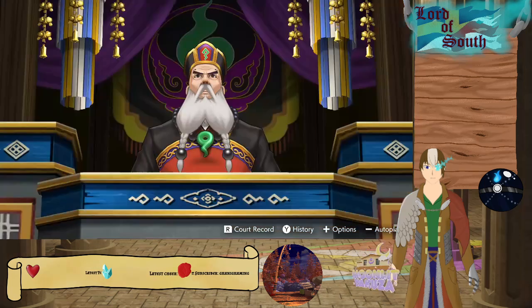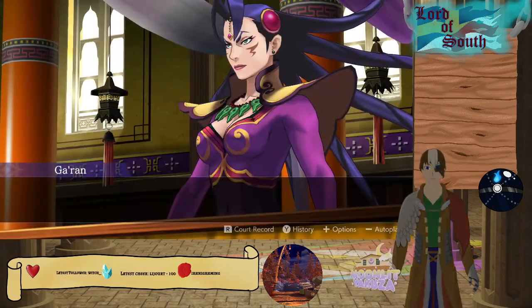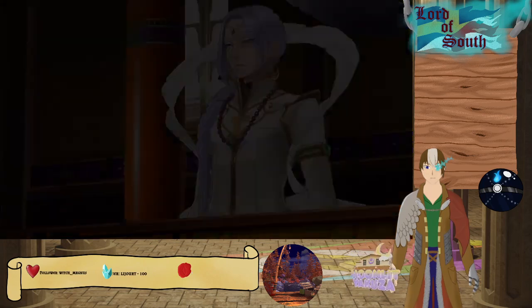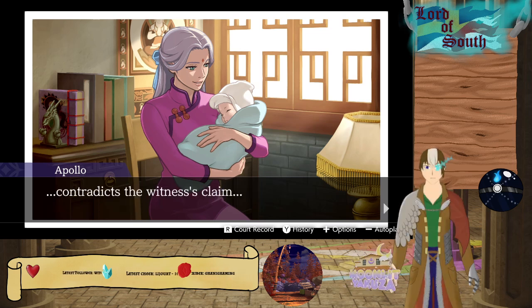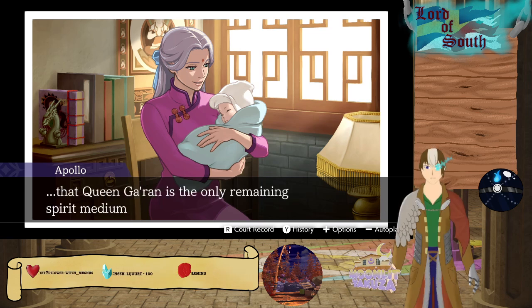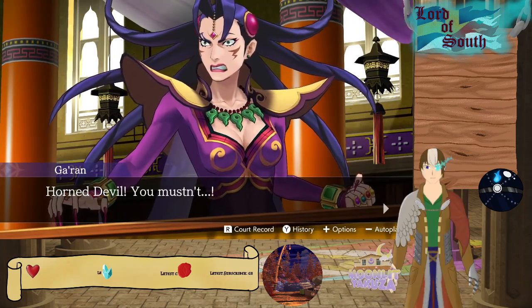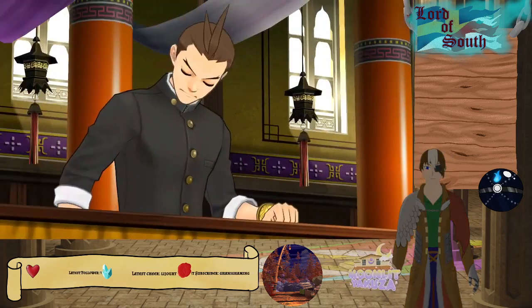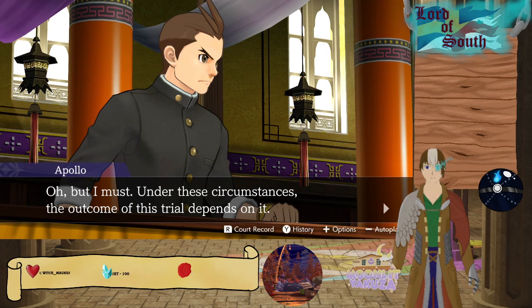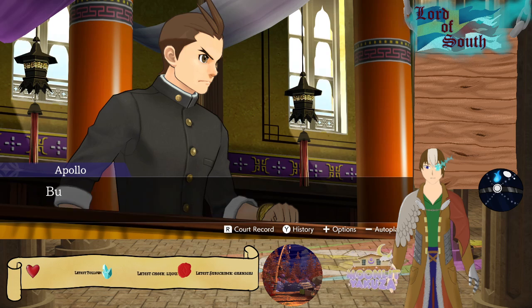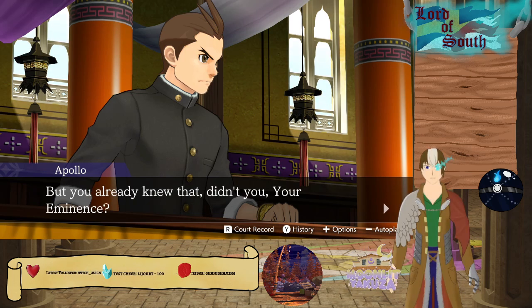Will the court take a look at this photo? This photo is very existent, to say nothing of the person in it, and contradicts the witness' claim that Queen Amara is the only remaining spirit medium in Kurain. Oh, you mustn't try to stop me. I am unstoppable. Oh, but I must. Under these circumstances, the outcome of this trial depends on it. But you already knew that, didn't you, Your Eminence?